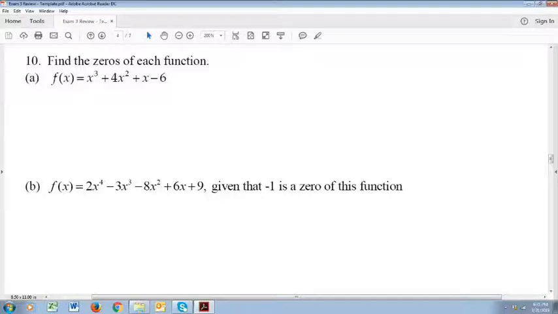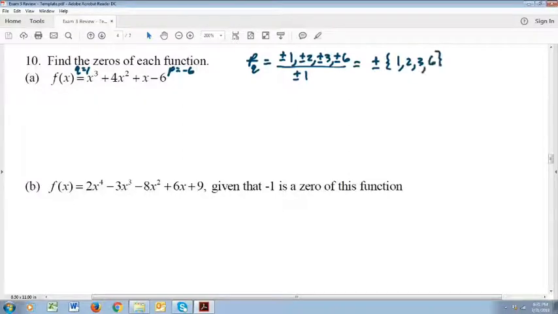So on number 10, you aren't going to be able to factor this by grouping, so we're going to need to use synthetic division. But before we do that, I want to remind you about the rational zeros theorem. If there are any rational zeros, those are numbers that can be written as a fraction. They'll be of the form p over q, where p is -6 and q is 1. And so our factors of -6 would be plus or minus 1, plus or minus 2, plus or minus 3, and plus or minus 6. And then the factors of 1, of course, are just plus or minus 1.